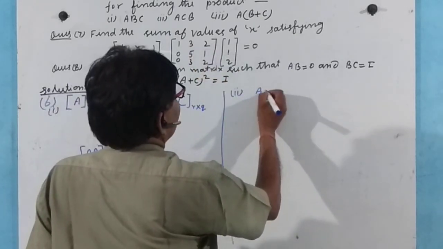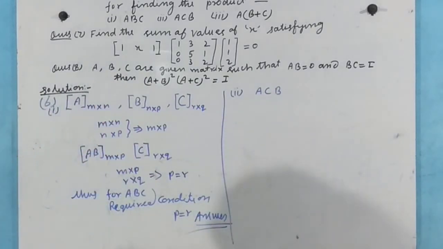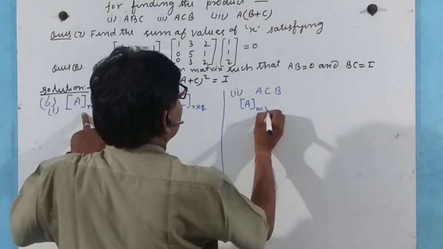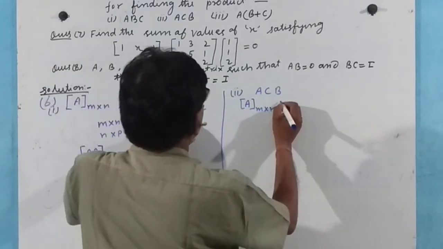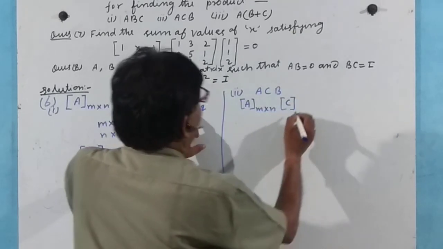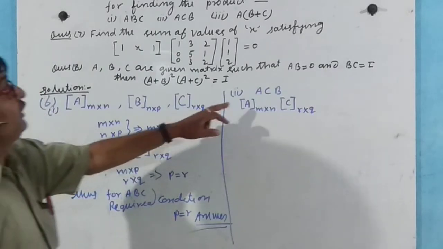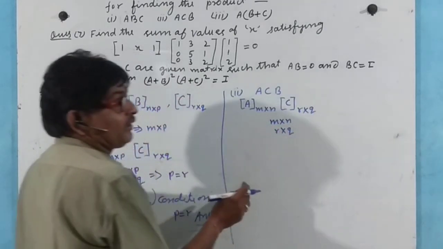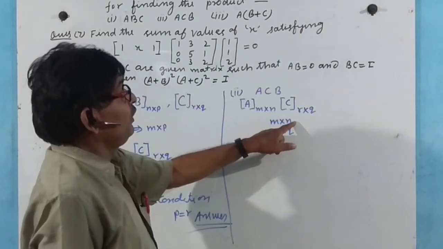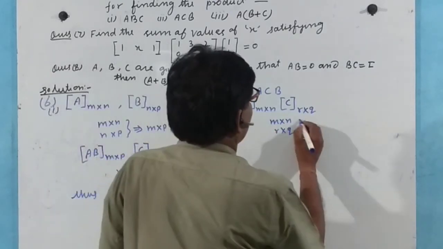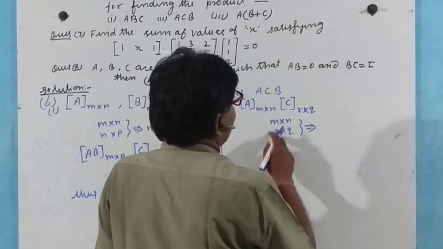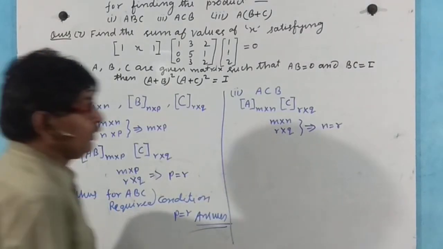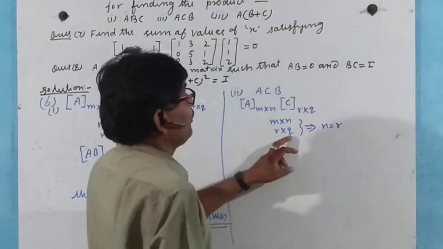Now for the second, in this case ACB, here A is M cross N and C is R cross Q. For multiplication of this, the number of columns of the first must equal the number of rows of the second, so for it to be applicable N equal to R. In this case, AC gives us the matrix M cross Q.